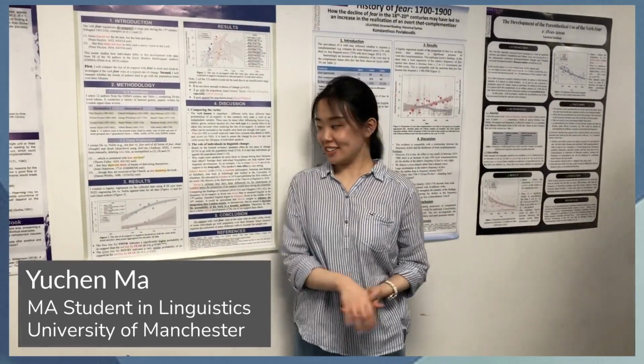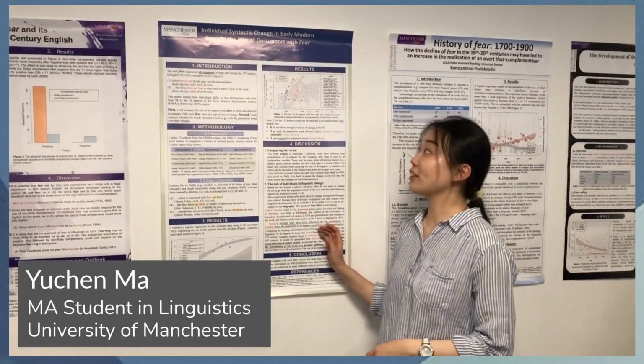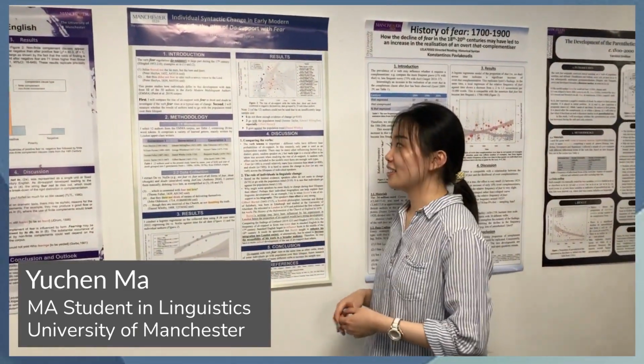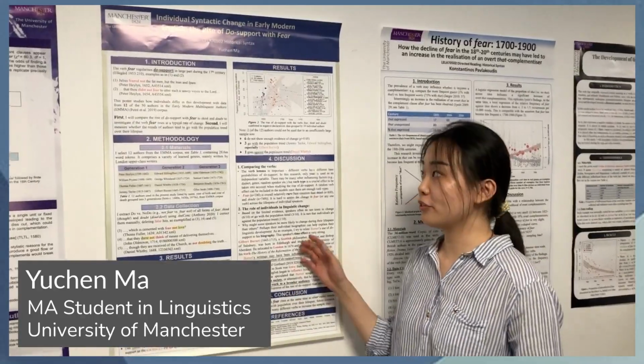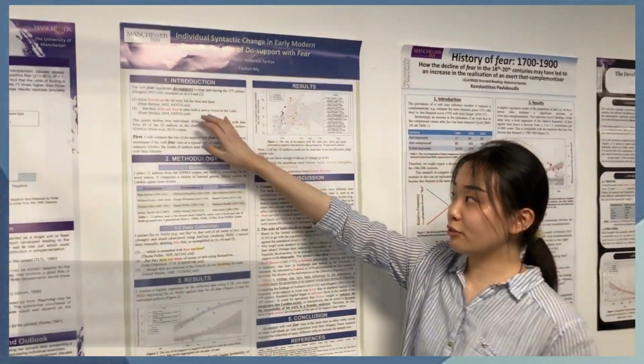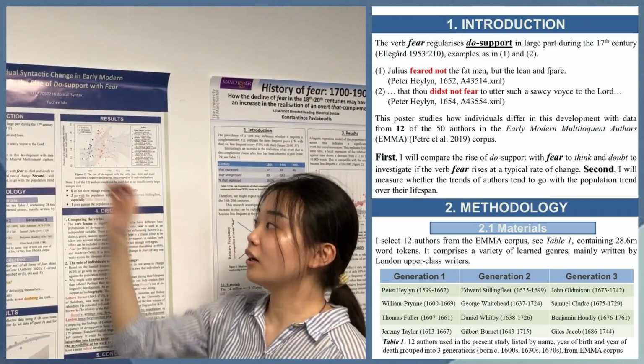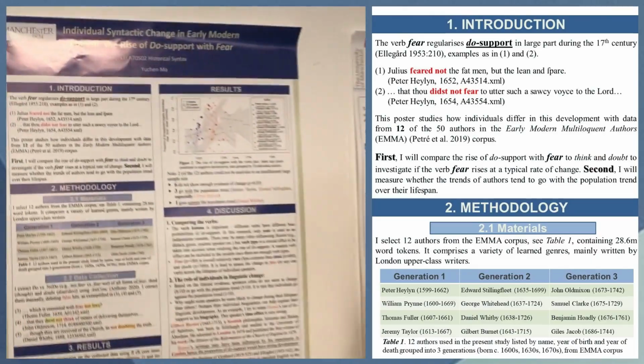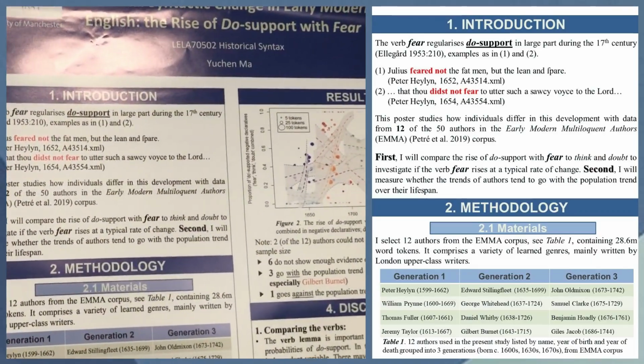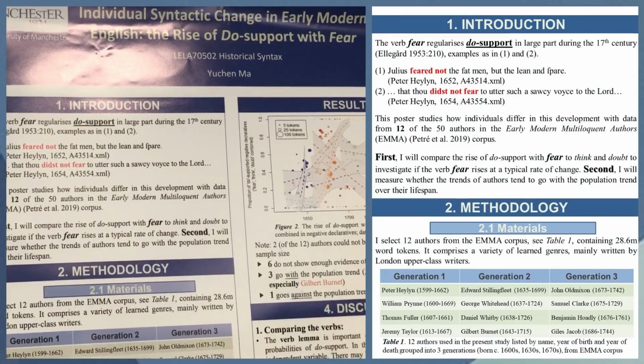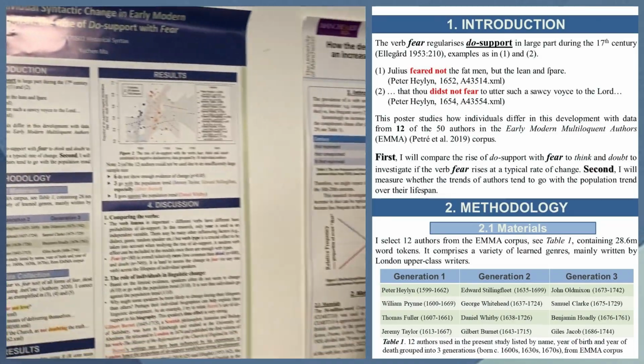Hi, my research is in the 17th century, which is the early modern English period. It studies the rise of do-support with the word fear. For example, it's a variation from I fear not to I do not fear. Particularly, my research is from an individual perspective. It studies how different authors in the corpus differ in this development.